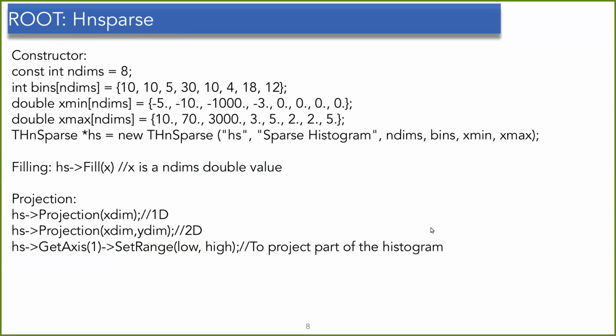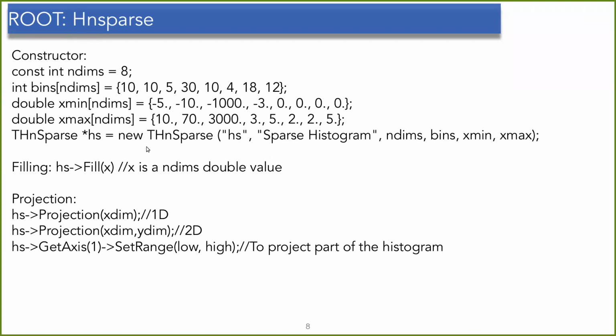Now ROOT also allows us to book a histogram with more than 3 dimensions, and for that we use the THnSparse. In THnSparse, one can use as many axes as they want. For example, here I give an example where I define a THnSparse which has 8 dimensions. So how to define this THnSparse? You can define it with this object, THnSparse.